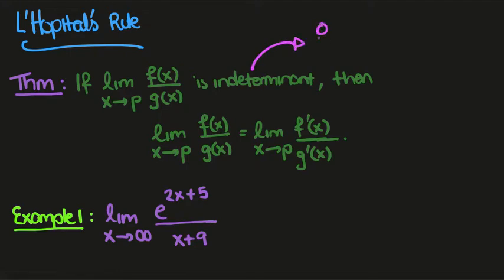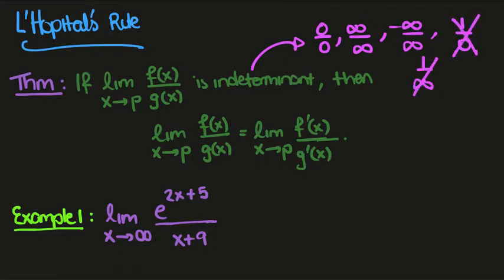Now what this means is it could be 0 over 0, infinity over infinity, minus infinity over infinity, and so on. 1 over 0 is not indeterminate. 1 over infinity is not indeterminate. You could also have 0 to the 0. That's also indeterminate. So if this does give an indeterminate limit, then what we can do is actually differentiate the top and differentiate the bottom and then evaluate the limit.